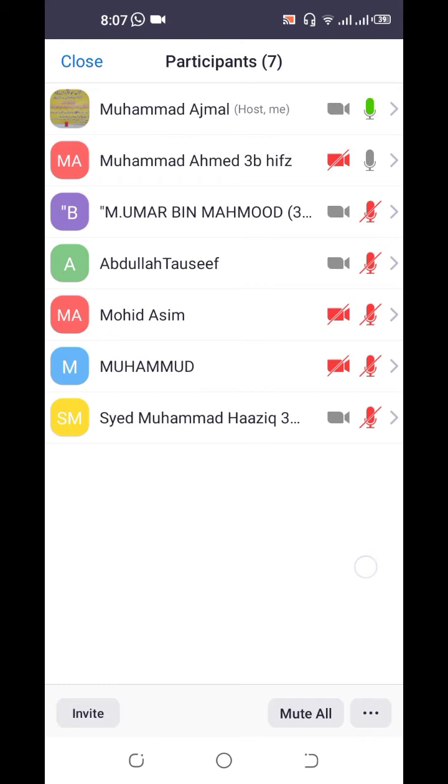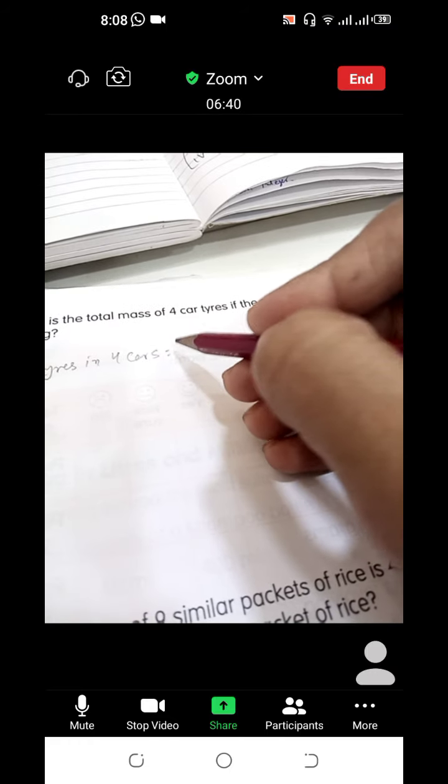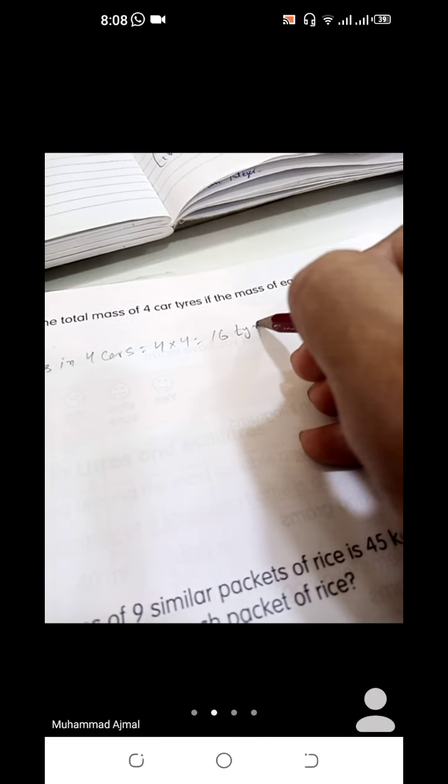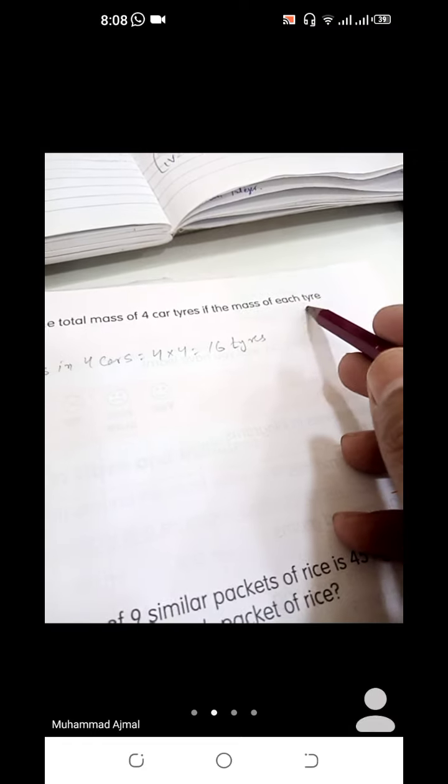How many tires will be in four cars? So 4 multiplied by 4 is equal to 16 tires. Okay, and the mass of each tire is 7 kg. So we will multiply 16 by 7. So all of you multiply it and tell me the answer. 16 tires multiplied by 7.